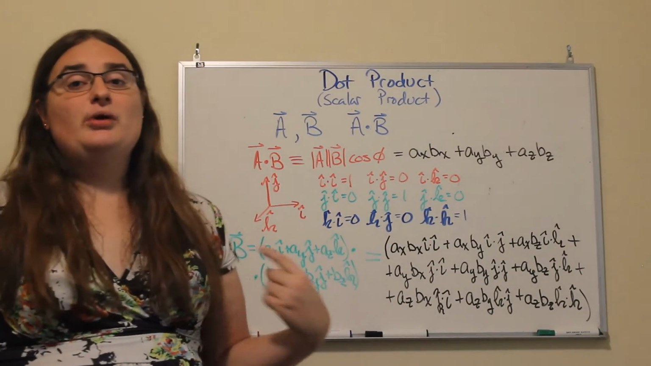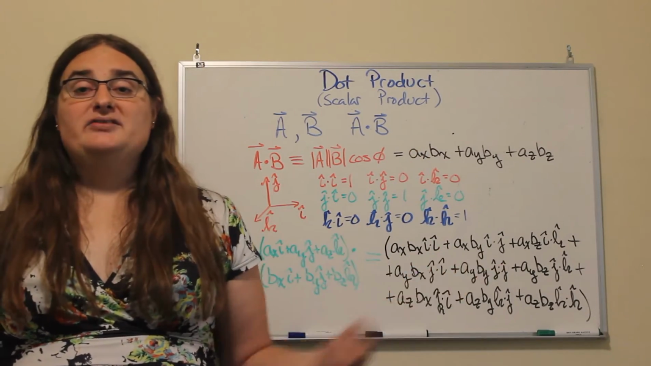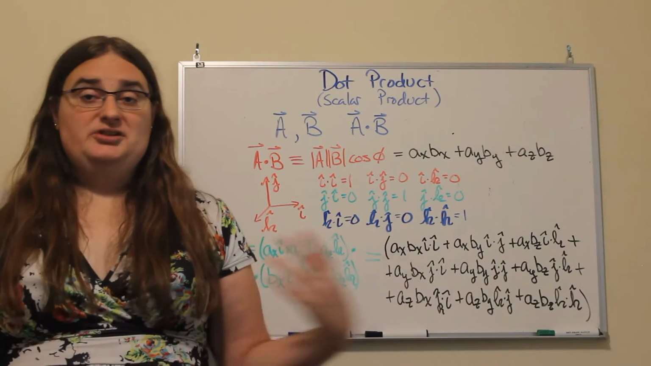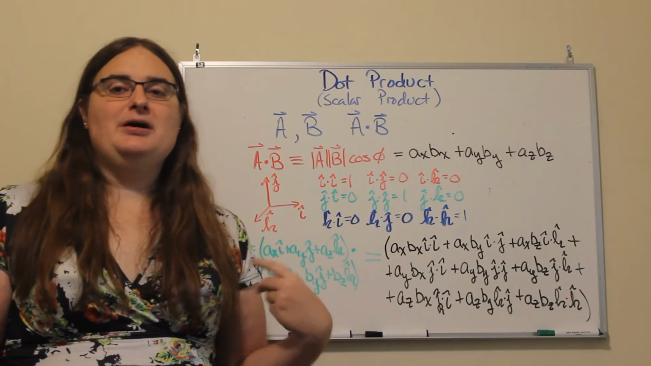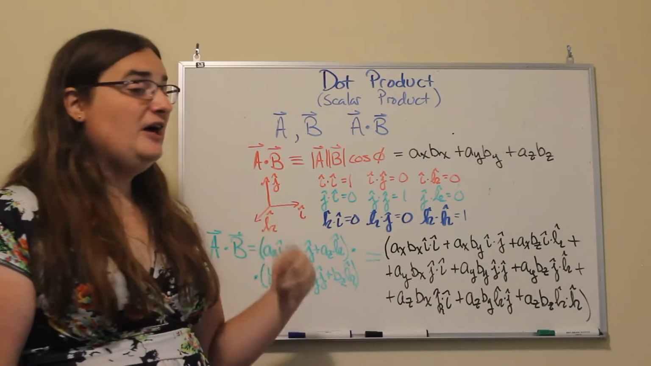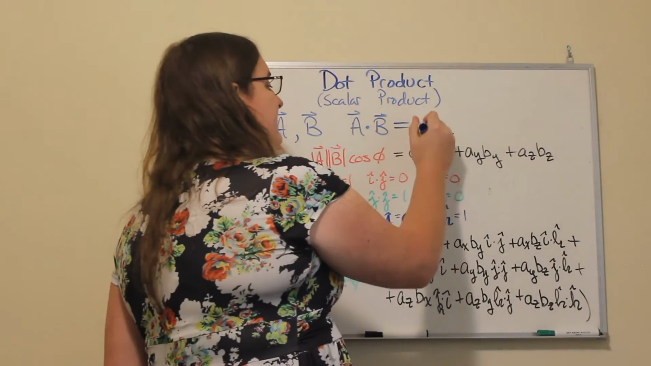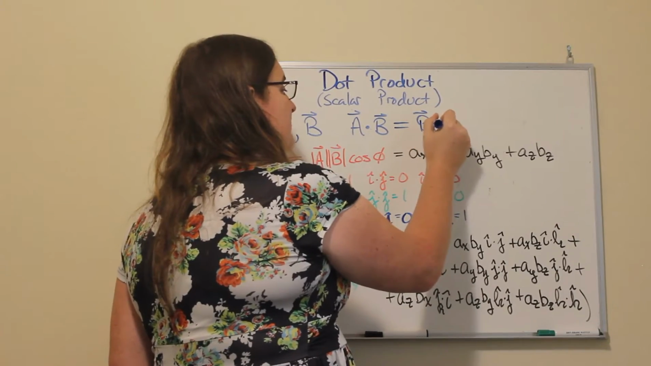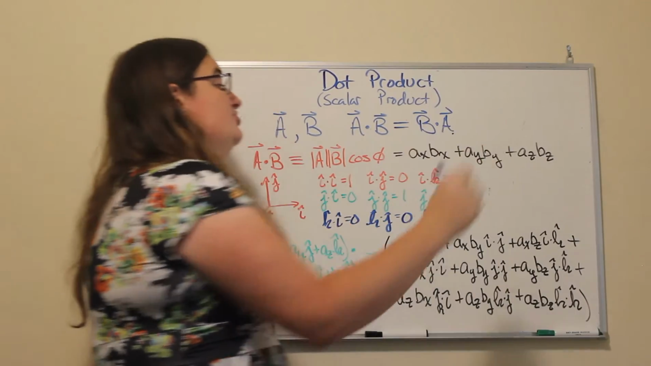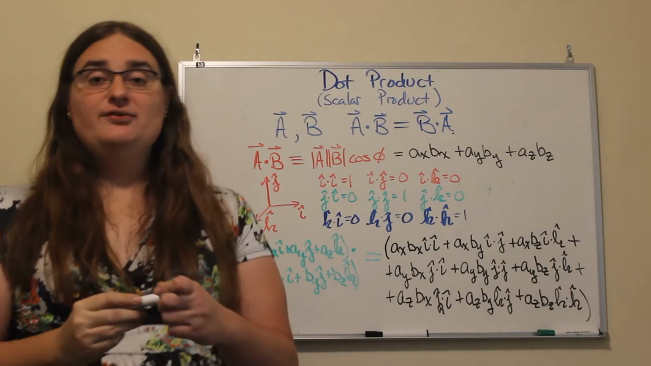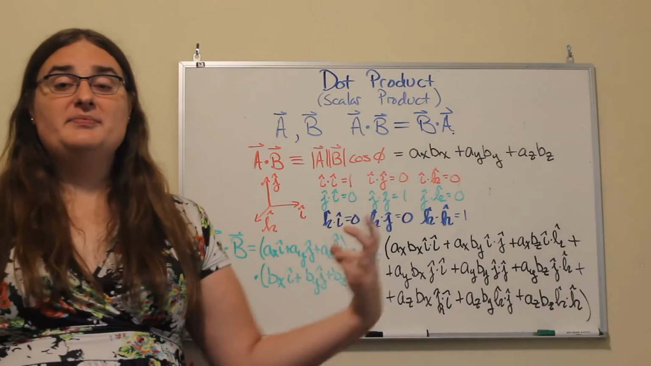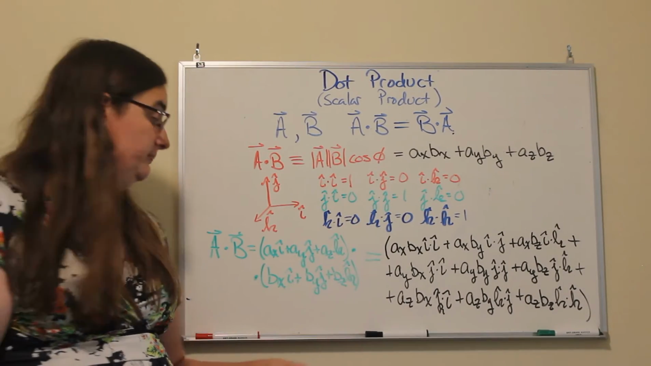And we could imagine distributing around that negative sign, commuting those two operators, and that is perfectly fine because the dot product, the scalar product, follows the rules of commutation. So A dot B is going to be the same as B dot A. So how could we calculate it differently if we don't know the magnitude of A or the magnitude of B or the angle between them?